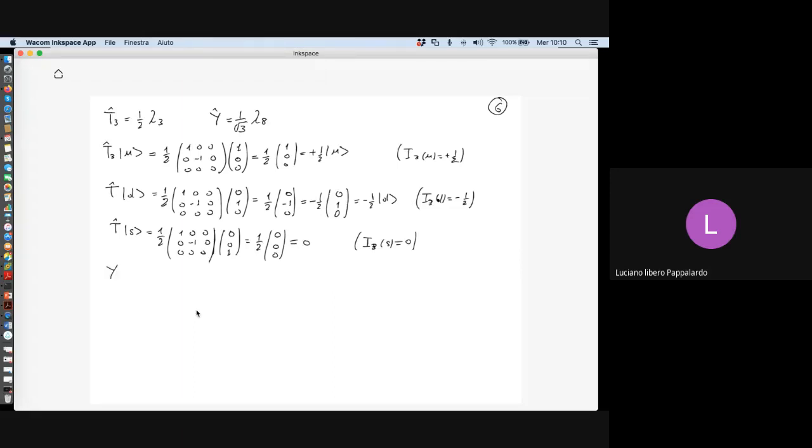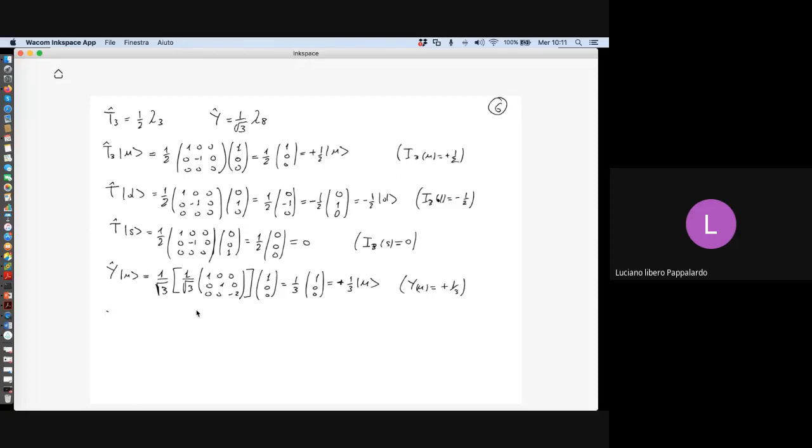Let's now work out the hypercharge operator. So we start again from the up quark. That is 1/√3 times the 8th Gell-Mann matrix, which comes with another 1/√3, and then we have 1, 0, 0, 0, 1, 0, 0, 0, minus 2. And this you apply to our up quark state. And you will find 1/3 times 1, 0, 0, that is plus 1/3 of the up quark. So it turns out that the hypercharge of the up quark is exactly 1/3.